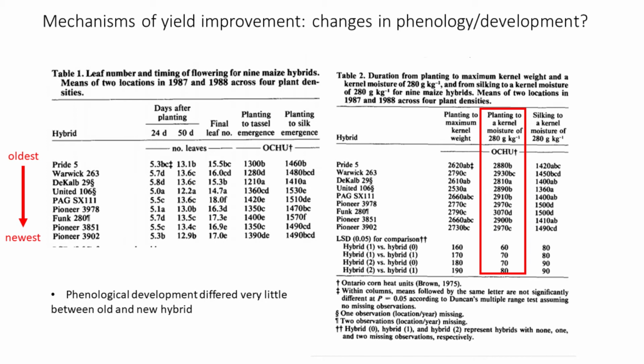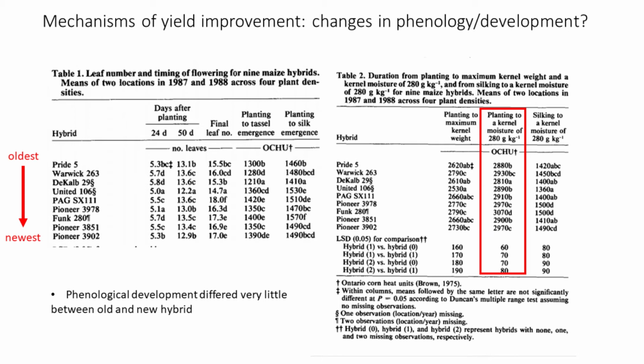So I have circled in the middle, not circled, but in a rectangle, from planting to a kernel moisture of 28%, 28 grams per kilogram, or 280 grams per kilogram. So this is basically from planting to black layer or maturity. And again, we can see some statistically significant differences in OCHU accumulation required to reach maturity, but nothing major. There's no clear trend really. And so, I don't think there's too much going on here.